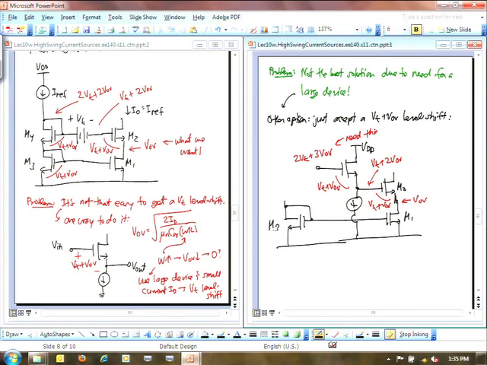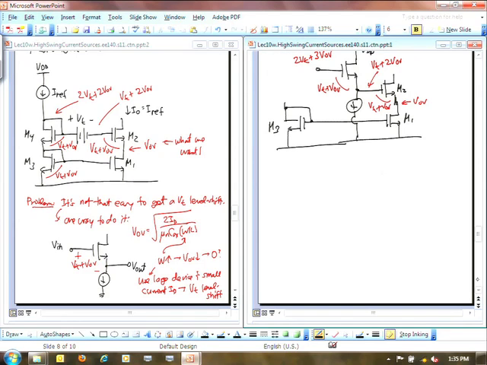Let's redraw the whole thing here rather than design it from there. Thus, I'm going to end up with the following circuit. On this side, I'm still going to do my simple current source thing. I have some reference current here. I'm going to push that reference current into two diodes, or two diode-connected MOS devices. So I'll call them M3, M4.